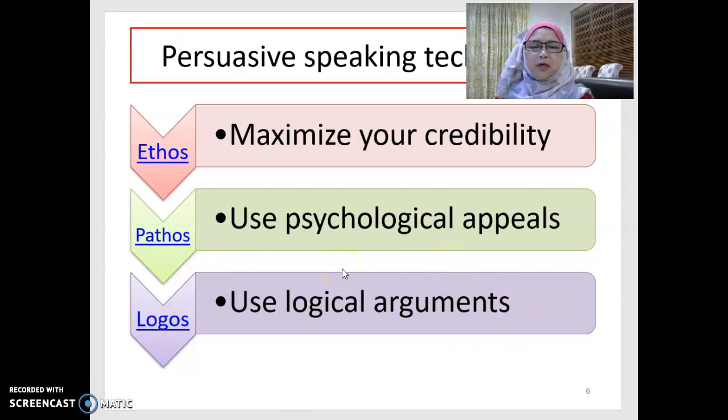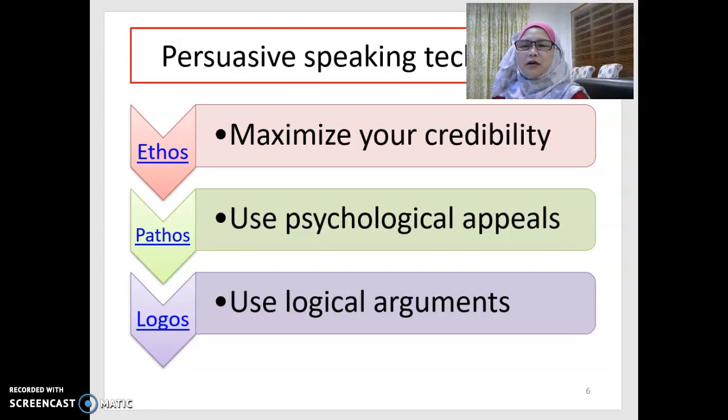So remember, you need to utilize the three: the ethos, the pathos, which is the emotional appeal, and the logos. Okay, so I will be expecting all these three when it comes to your presentation.